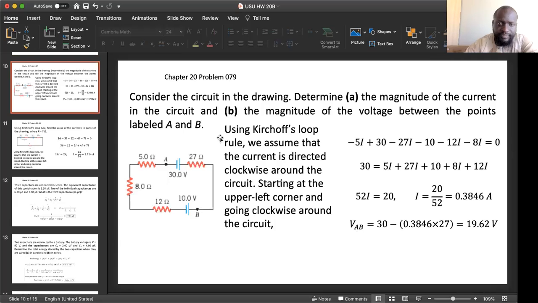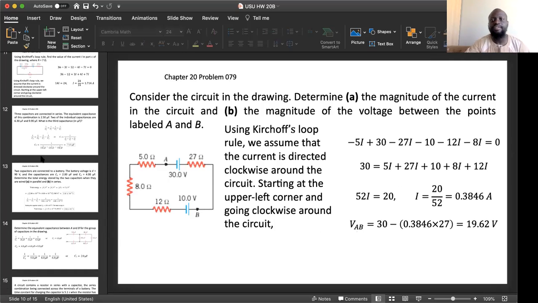Next, chapter 20, problem 79 says, consider the circuit in the drawing. Determine A, the magnitude of the current in the circuit, and B, the magnitude of the voltage between the points labeled A and B. So this is Kirchhoff's loop rule. So we assume that the current is directed clockwise, and then we are also going around our loop clockwise. So we're going in the same direction as the current. If you are going in the opposite direction to the current, the whole thing will change.